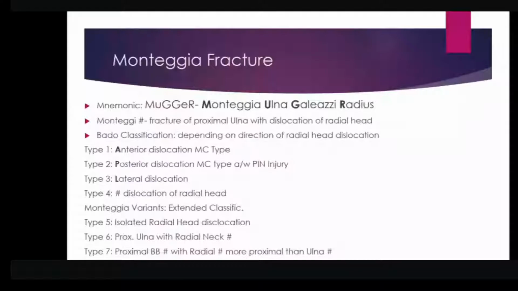Galeazzi is just the opposite of the Monteggia. Monteggia is the M for M, medial bone. Galeazzi, lateral bone, that is radius. Monteggia is the proximal ulna. Galeazzi is the distal radius. Monteggia is the dislocation of the radial head. Galeazzi is the dislocation of the distal radioulnar joint.